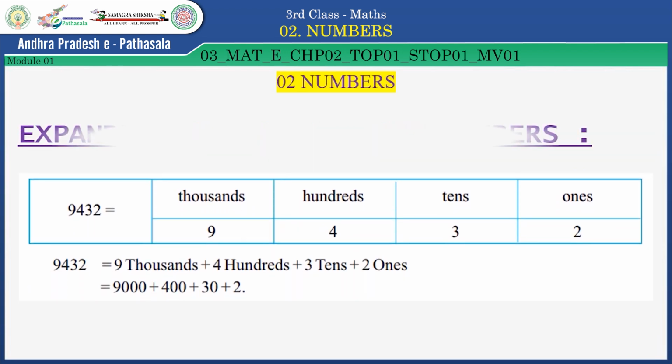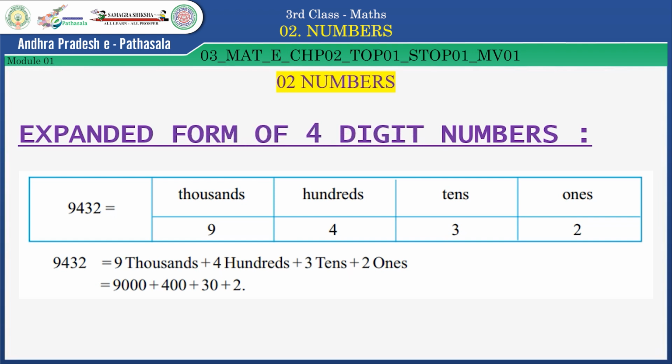Alright, let's look at the number 9432. In expanded form, we write this number as a sum of its parts. The first part is 9000. It represents the thousands place, which means we have 9 thousands. Then we have 400. This is for the hundreds place. So we have 4 hundreds.